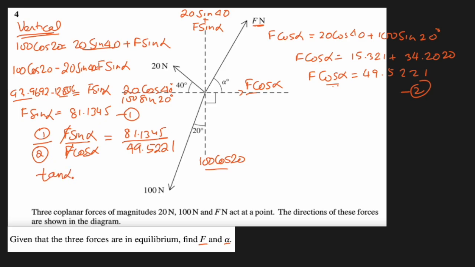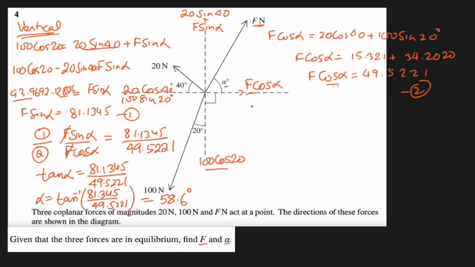That is tan alpha equal to 81.1345 over 49.5221. So alpha is tan inverse of the same, 81.1345 over 49.5221. When I use my calculator, alpha comes out to be 58.600. So 58.6 degrees is this angle alpha.